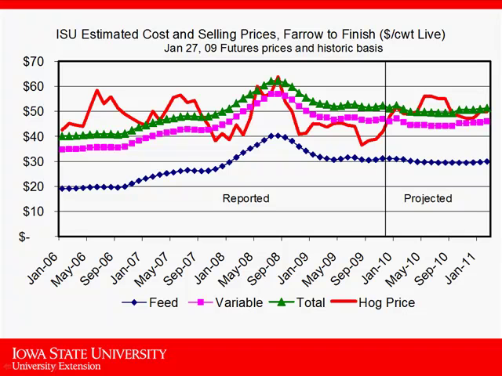I took that same model and said, let's break it out. So the blue line here is feed cost. The purple line, variable cost. Green line is total cost. Red line is price. So red above green is profit. Red below green is loss. The vertical line there should be right at January. So January back, we're fairly confident in those numbers.